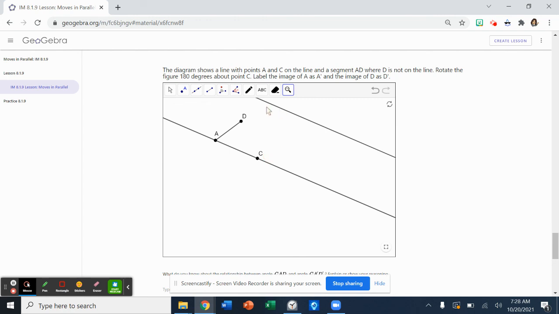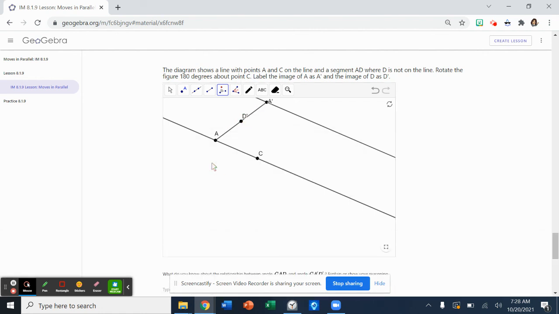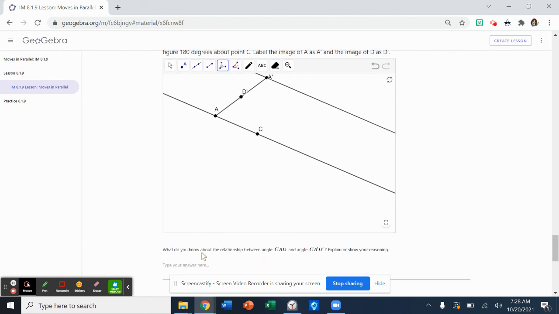Good. So I had trouble rotating this entire line AC and D in one, so we can just do it separately. If I rotate the segment AD around point D 180 degrees, it ends up connecting those lines. So what do you notice, or what do you know about the relationship between angles CAD and CAD prime? And the two angles they're asking about are this angle here and this angle here. So what do you notice?